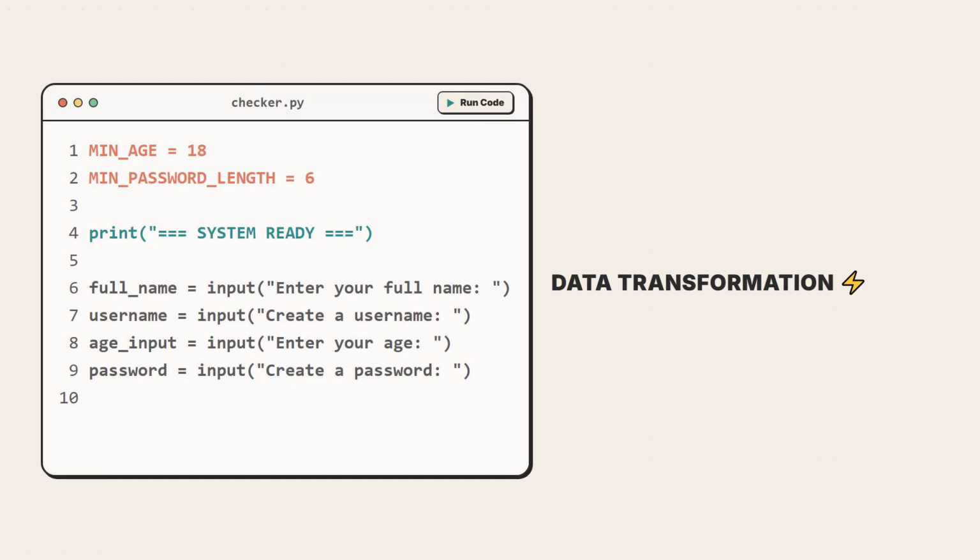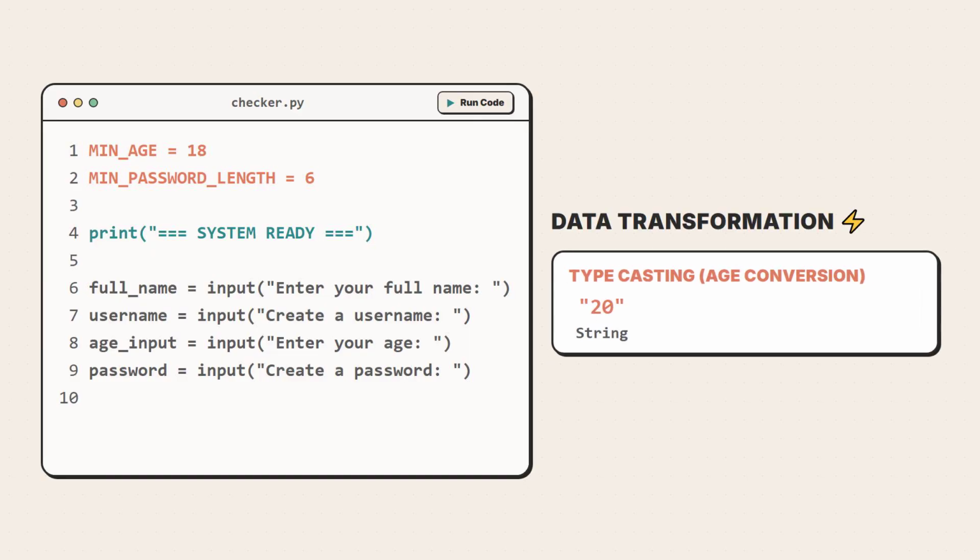Remember, the input function always gives us the information as a string of text. Before we check the age rule, we must convert the age text into a whole number. Write age equals int, age input.